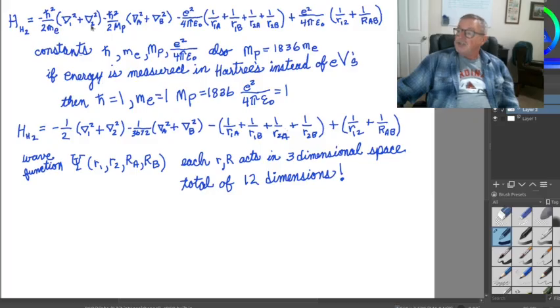If we want to make it simpler and measure it in a unit called Hartrees, then we say that the constants h bar, m_e, and e squared over 4 pi epsilon sub 0, we just set those equal to 1. Now the mass of the proton can't be 1, because if the mass of the electron is 1, then the mass of the proton is 1836 times the mass of the electron. So let's take these values and plug them in here and see if we can clean this thing up.